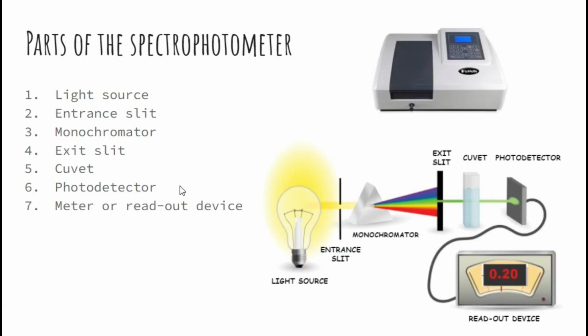So again, here are the basic parts of the spectrophotometer that you have seen in the video. Number 1 again is a light source. Second will be the entrance slit. Third is the monochromator. Fourth will be the exit slit. Fifth will be the cuvette. Sixth will be the photodetector, and number 7 will be the meter or readout device.